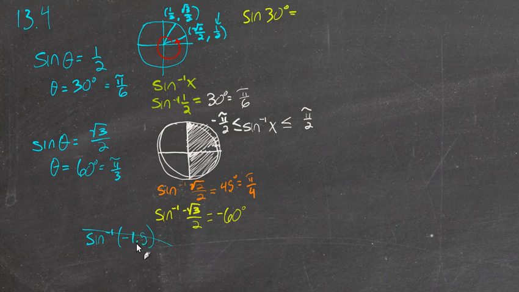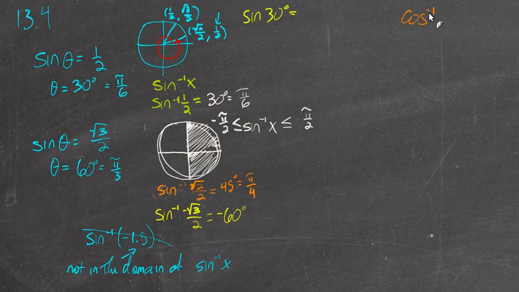This is not in the domain of inverse sine. All right? And you might ask, what's the domain? The domain is just all the possible inputs. So all the possible inputs for inverse sine would range from negative 1 to positive 1. And nothing smaller than negative 1, nothing bigger than positive 1 would make any sense. Okay, well, let's move on to the inverse cosine.